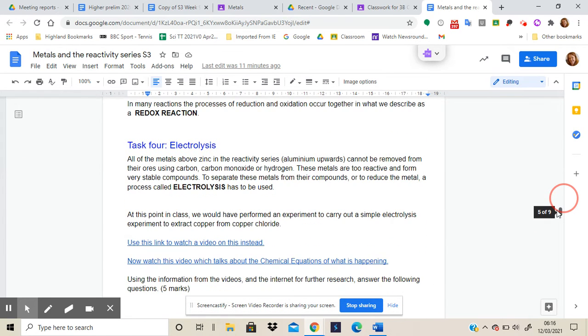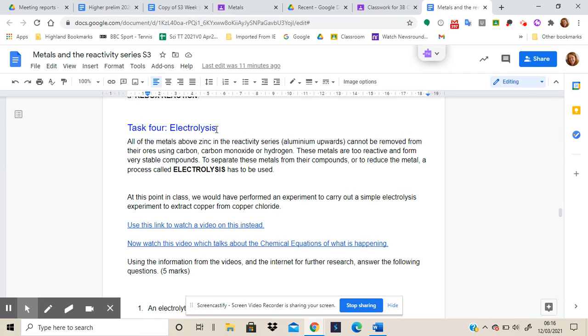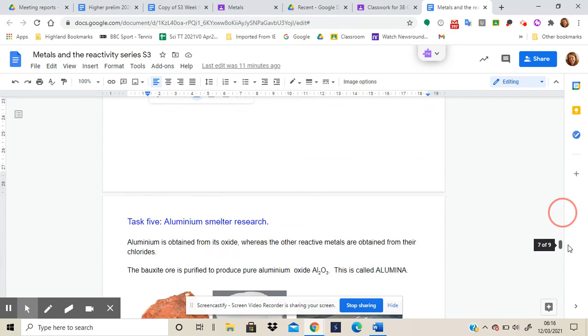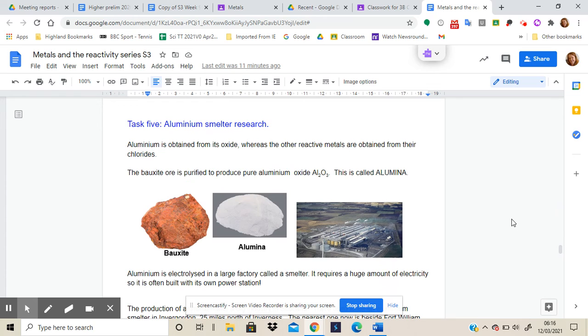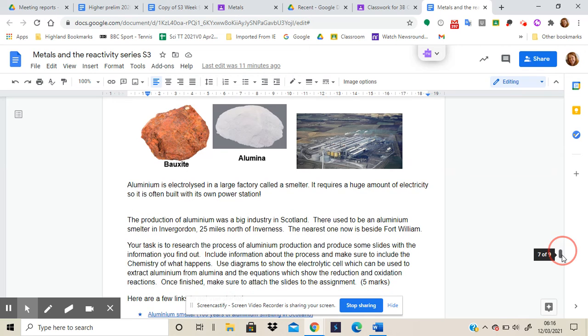And the next task is electrolysis. So electrolysis is when you break up a compound into its elements using electricity. There's a couple of videos for you to watch and answer the questions. Task 5 is a wee bit of research on aluminium production. The criteria for your research are written here. You want to make some slides, 5 or 6 slides on that, and include that in your submission.